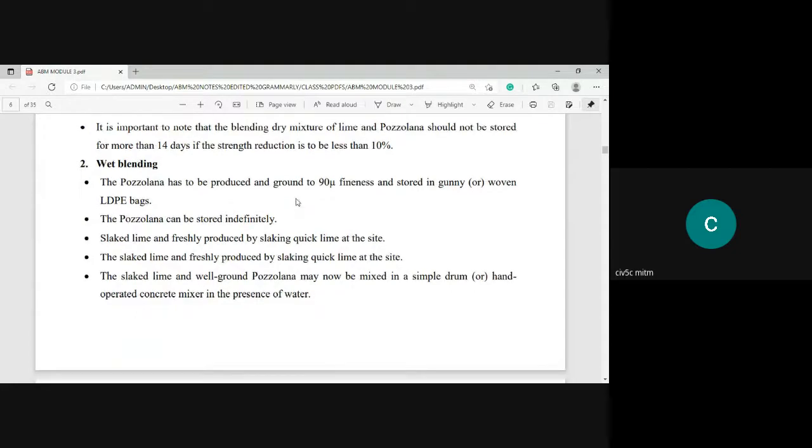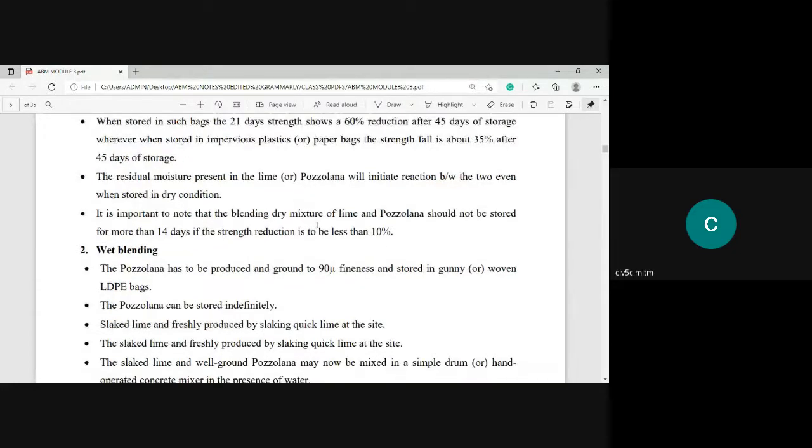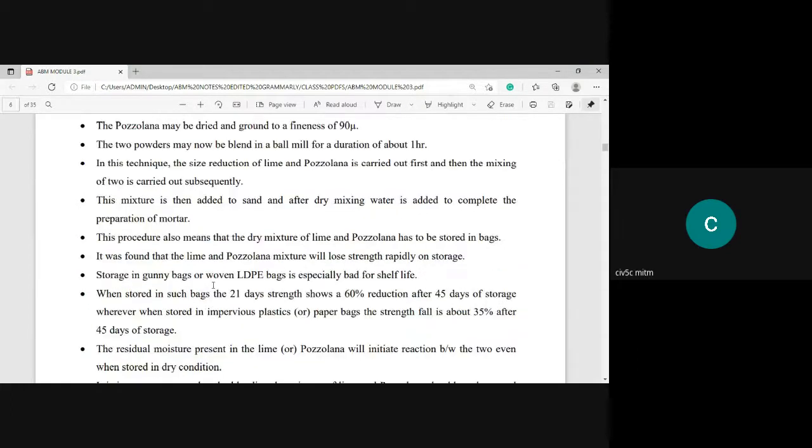It is important to note that a blended dry mixture of lime and pozzolana should not be stored for more than 14 days. They come up with a condition: if the strength reduction is to be lesser than 10%, or if you want to use it properly, don't store the lime and pozzolana mixture for more than 14 days. So within 14 days, use the material. So this is the dry blending process.